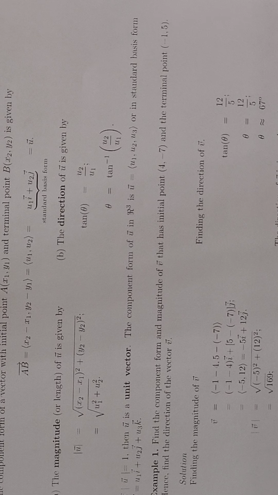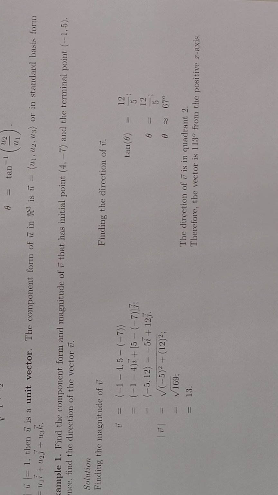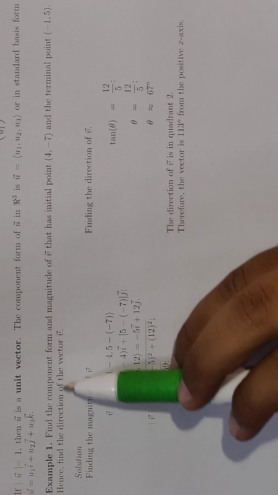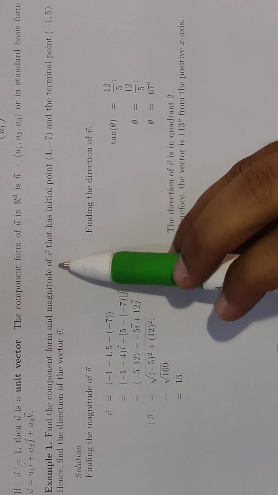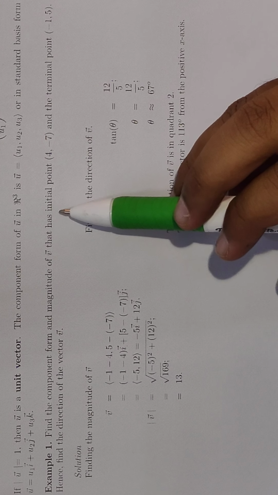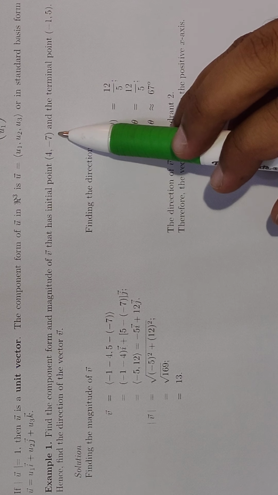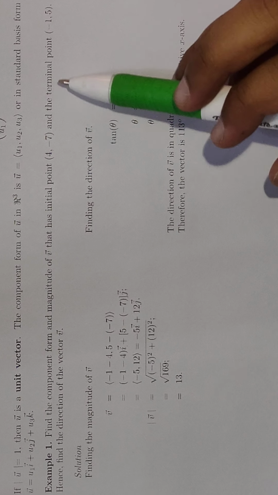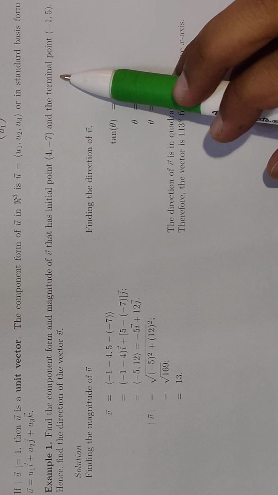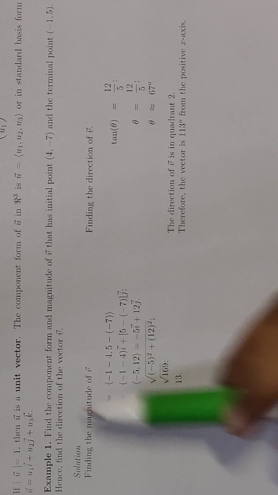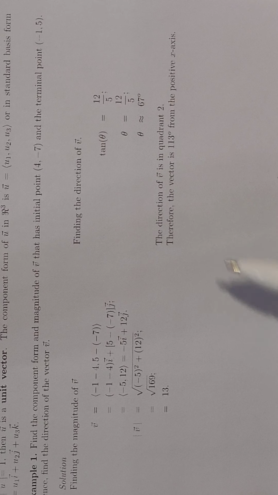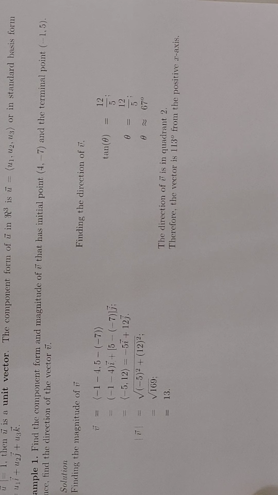Alright. Okay, next, if we refer back to the notes, okay, let's say we do the first example. Find the component form and the magnitude. Find the component and magnitude of V that has initial point 4, -7. The first point, and the terminal point means that the final point or the second point is -1, 5. Hence, find the direction of the vector. And for sure, how do I to find a vector of 2 points?